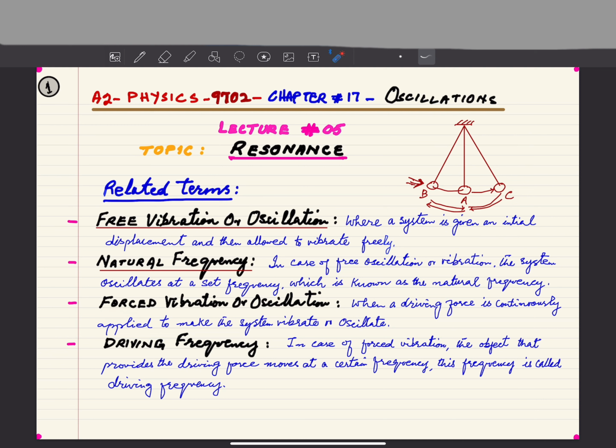Here we have another very important term, which is the driving frequency. So what is the driving frequency?